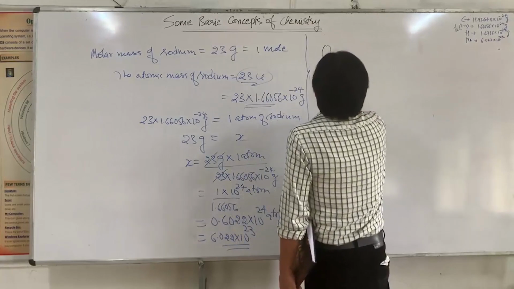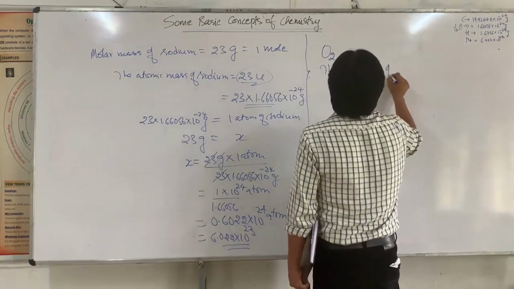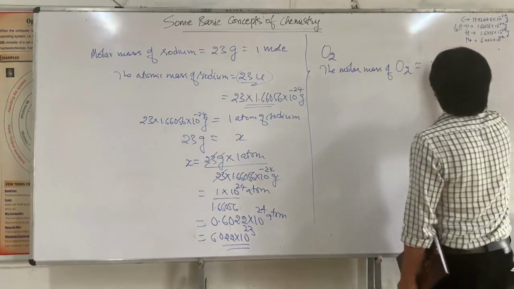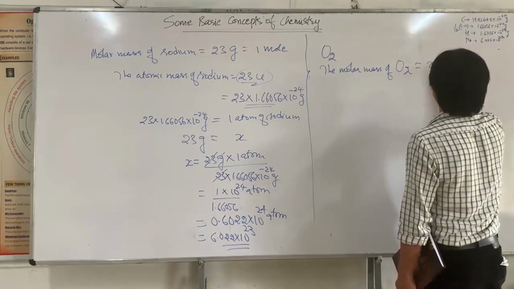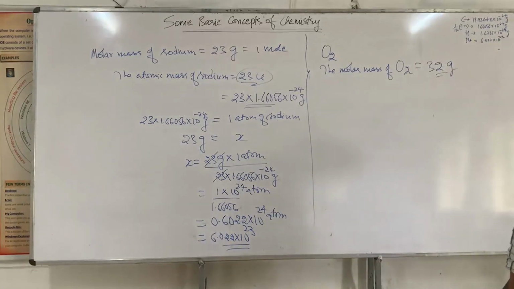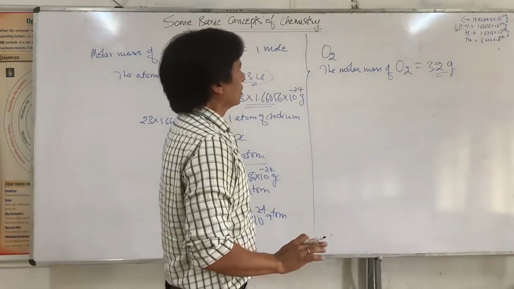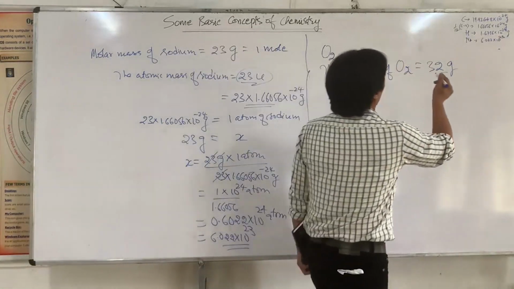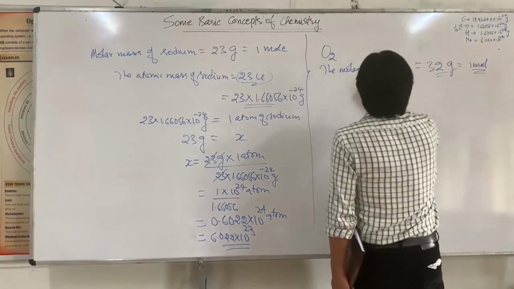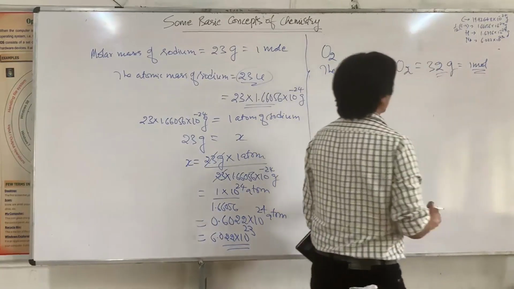Now we know that the molar mass of oxygen here is 32. Each oxygen atom is 16, so this is 32 grams. You've got to take it in terms of grams, right? 32 grams. This is actually in terms of molecules. So now how many molecules are there in 1 mole? So now the molar mass of oxygen gas is 32 grams. It is called 1 mole.